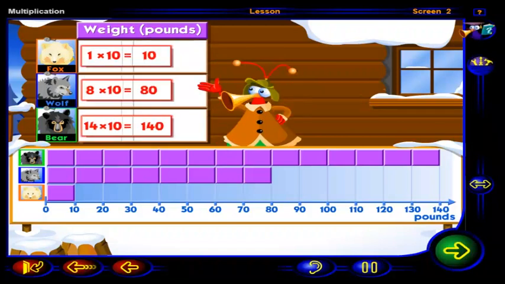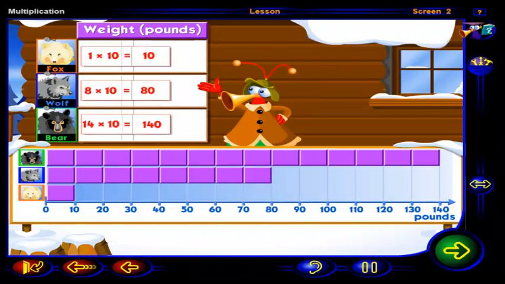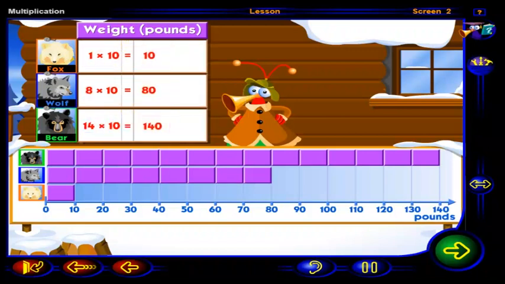Click on these number sentences. The product of each of these numbers and 10 has a 0 in the ones place. So, if the Arctic fox weighs about 10 pounds, then the gray wolf weighs about 80 pounds, and the black bear weighs about 140 pounds.